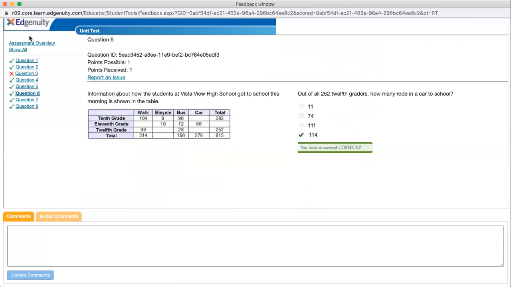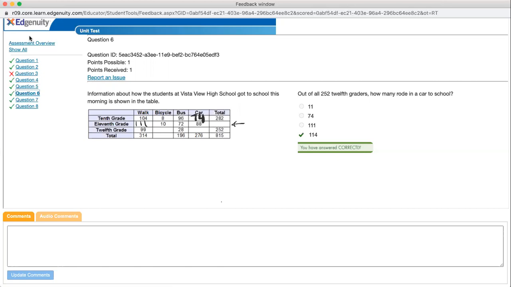Okay, filling in the table because it's empty. So if I look at this, for my first row, 282 minus 104 minus 8 minus 96. This will give me 74, if my math is correct. Going down this column, 314 minus 99 minus 104. This gives me 111. Then I can do this row right here.